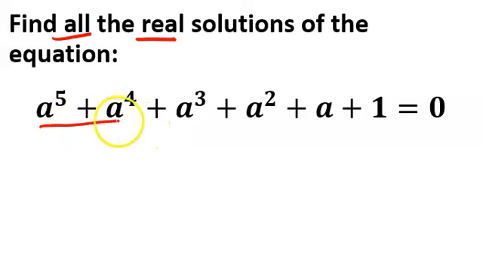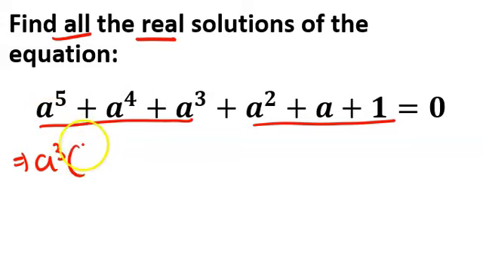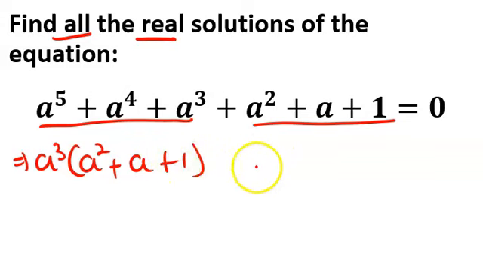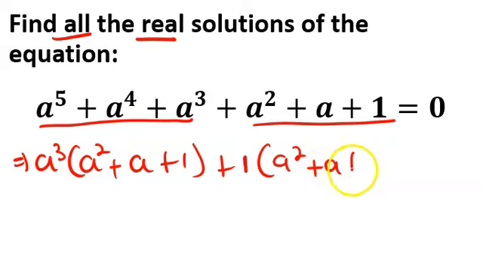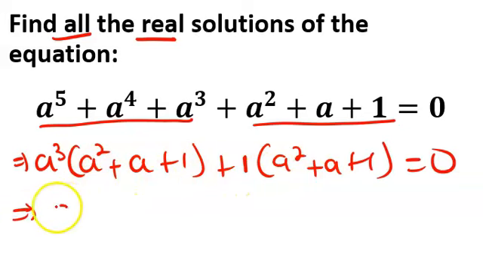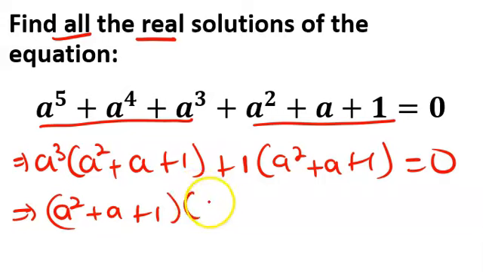Let's look at the first 3 terms, then the last 3 terms. For the first 3 terms, a cubed is common. Now we can write a cubed times (a squared plus a plus 1) plus, for the last 3 terms, 1 is common, so we have 1 times (a squared plus a plus 1). That's factorizing, is equal to 0. So we can do a refactorization. We have a squared plus a plus 1 times a cubed plus 1 is equal to 0.